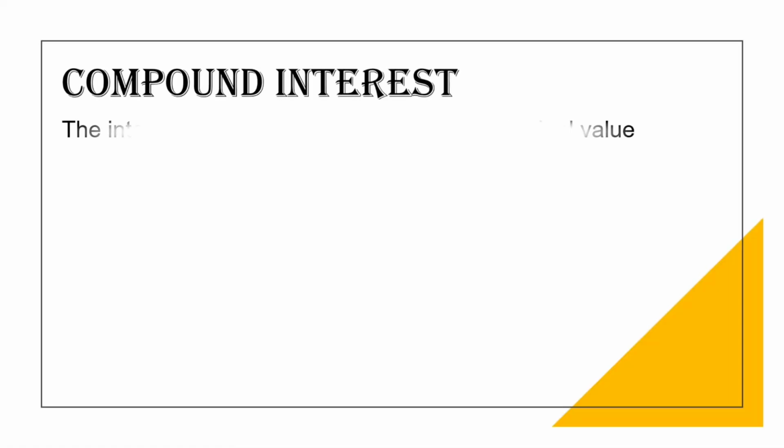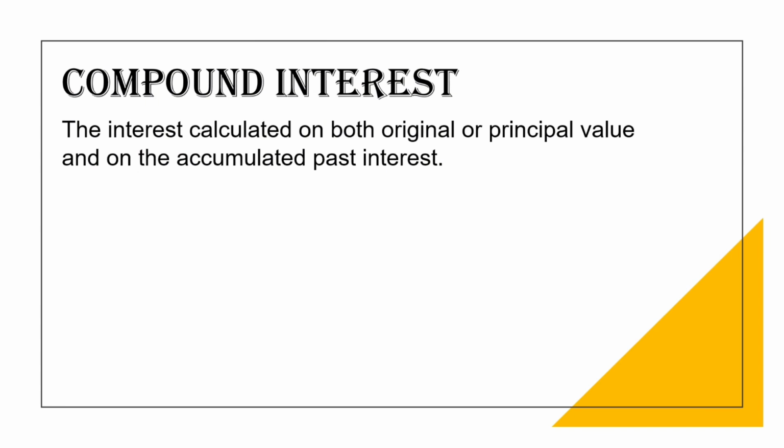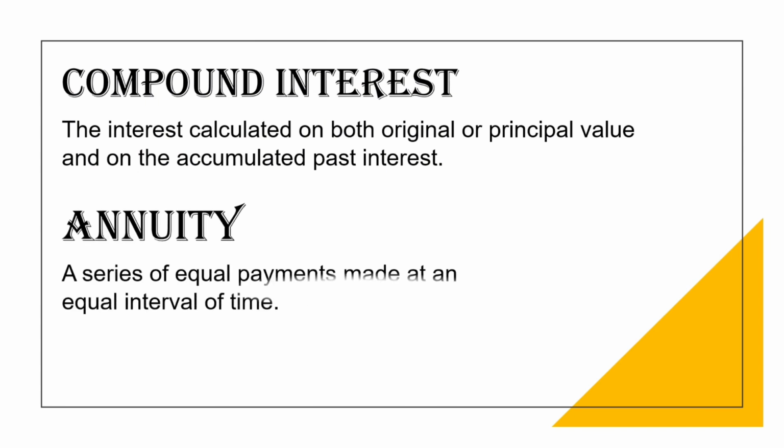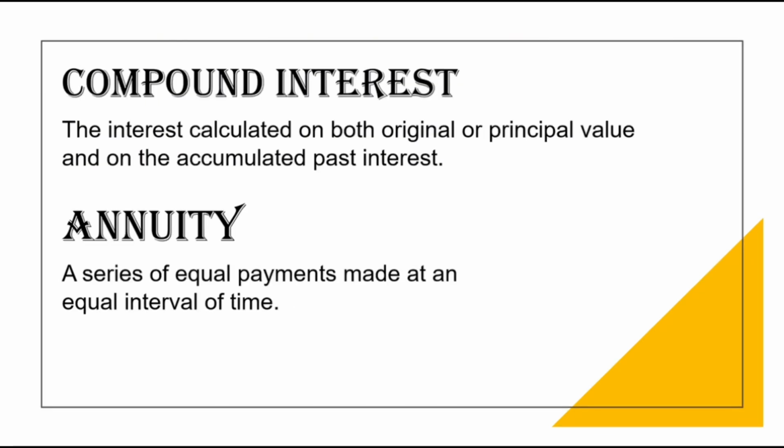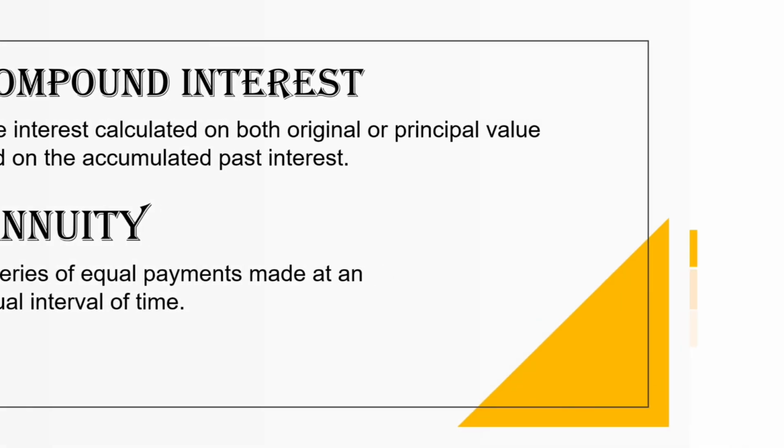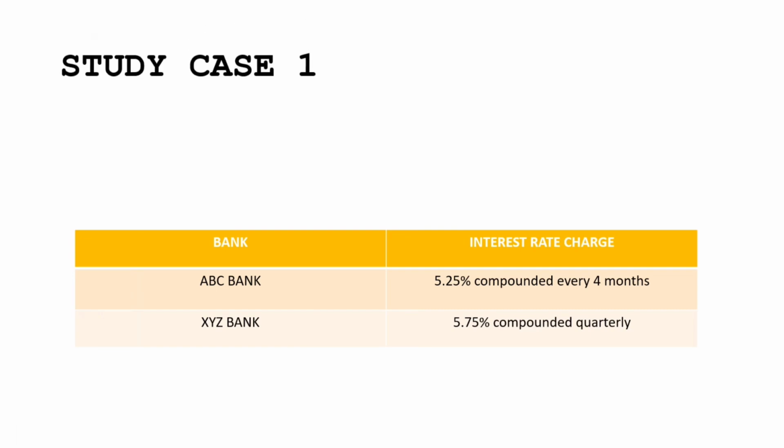So, let's get started. What is compound interest? Compound interest is the interest calculated on both the original or principal value and on the accumulated past interest, while annuity is a series of equal payments made at an equal interval of time. Let's go to case study 1.